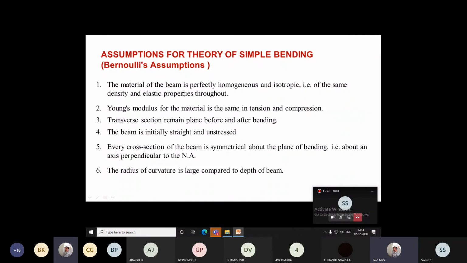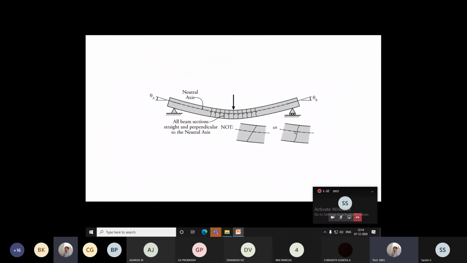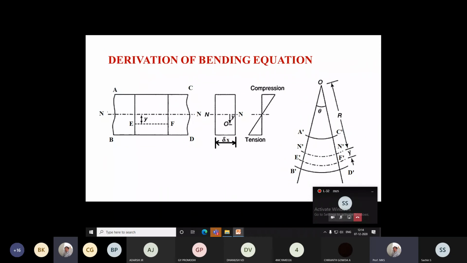So next we'll move on to the derivation, very important. It has been asked many times. Okay. So this is the sketch for the derivation that we consider. I'm not going to write it once again on the board. The same sketch we'll be using to derive.